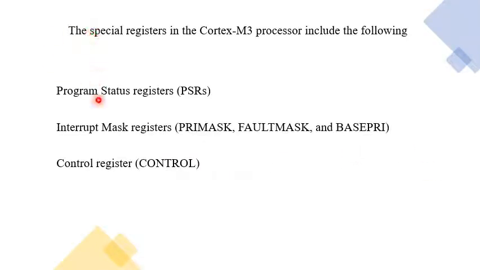There are three special registers in the Cortex M3. First one is program status register. Second one is interrupt mask register. Third one is control register. So we shall explore each register one by one.